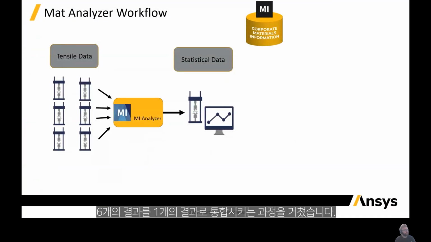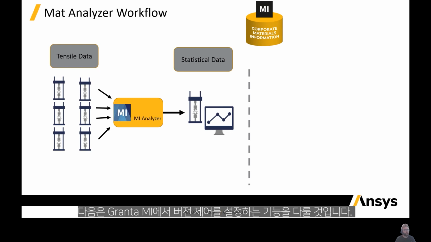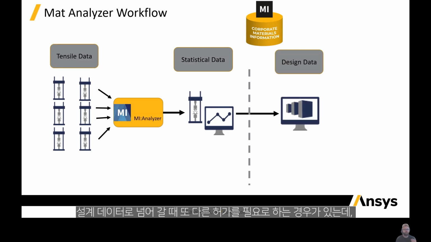So we've gone through this workflow of analyzing and going from 6 records down to 1. It's a process of rolling up our statistical data. The next phase is that there's also the ability in Granta MI to establish what's called version control, which means that when we want to publish this data to our end user, there's another step of permissions that enable us to go from this statistical data to design data. And this can really help us build out our knowledge base.